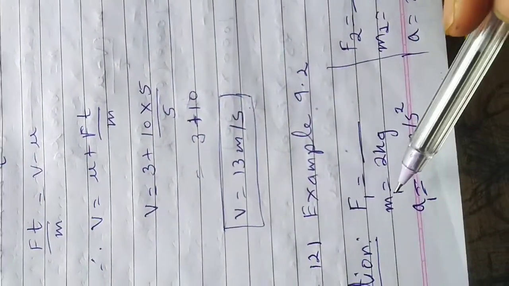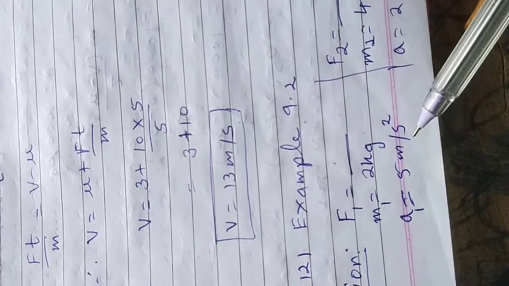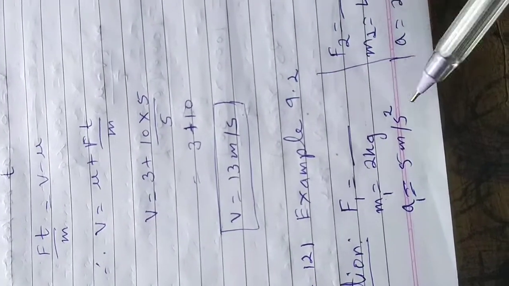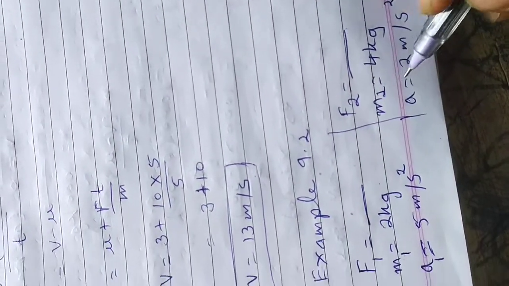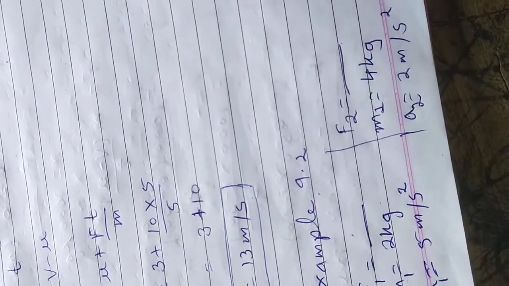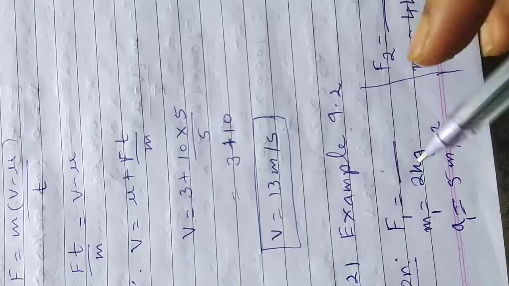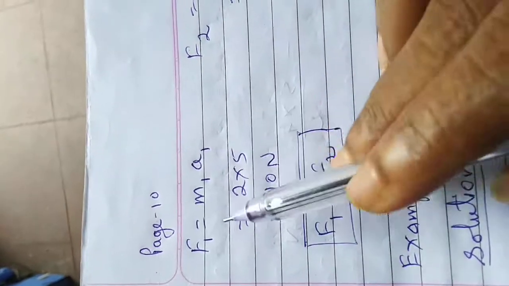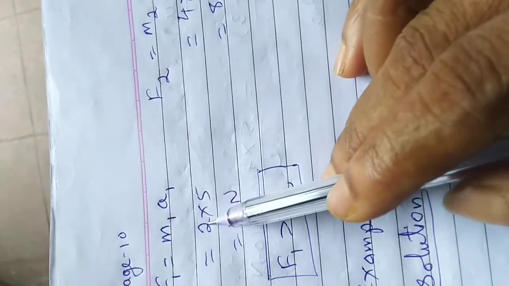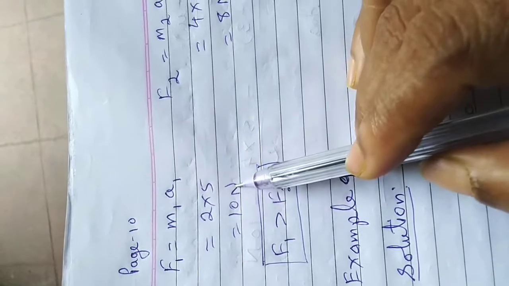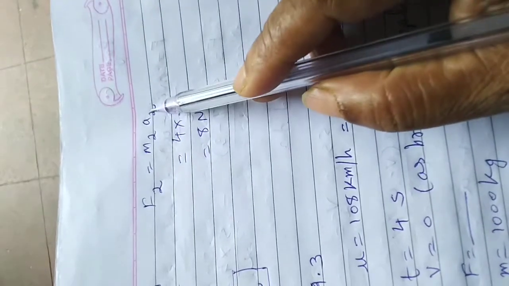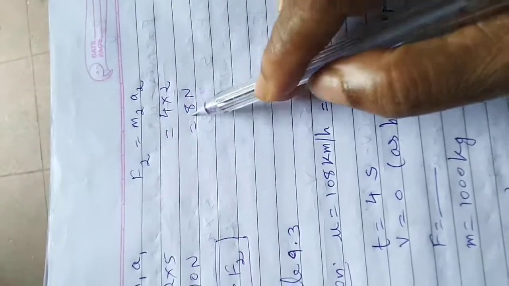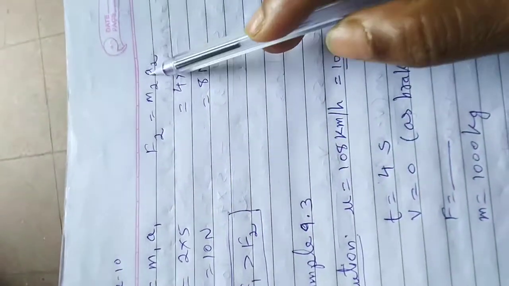In the first instance, m is 2 kg, that is m1 is 2 kg, a1 is 5 meter per second square from the question, and F1 we need to find out. And in the second situation, m2 is 4 kg and a2 is 2 meter per second square, and F2 we need to find out. So here m and a are given, F you have to find out. Already the formula is there, F is equal to ma. So F1 is equal to m1 a1, m1 is 2, a1 is 5, so we got the answer 10 Newton. The second situation, F2 is equal to m2 a2, that is 4 into 2, that is 8 Newton.